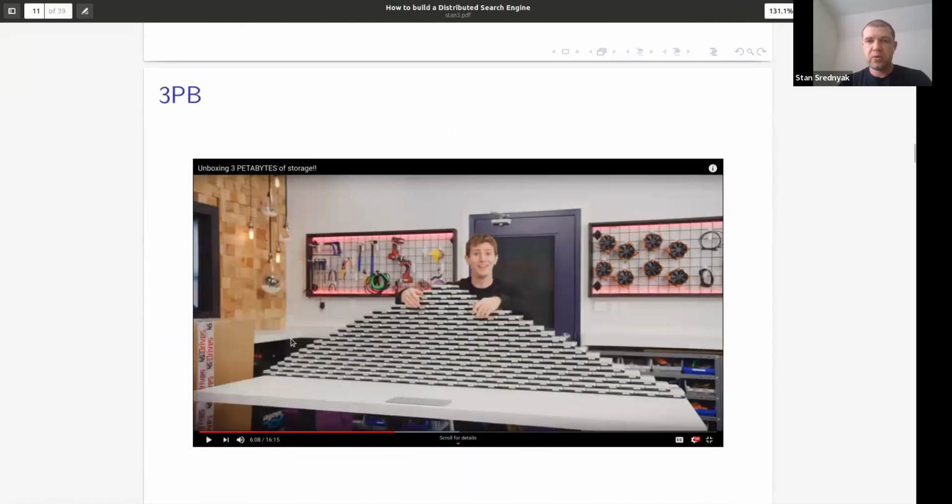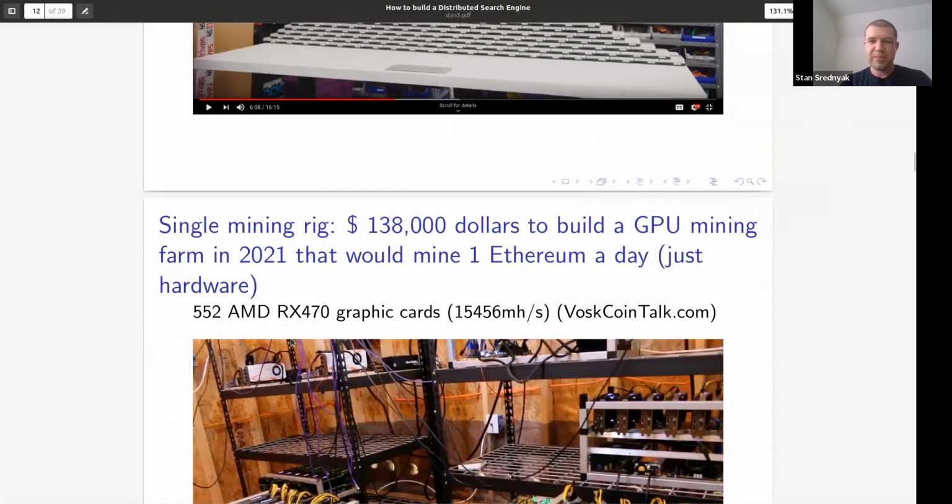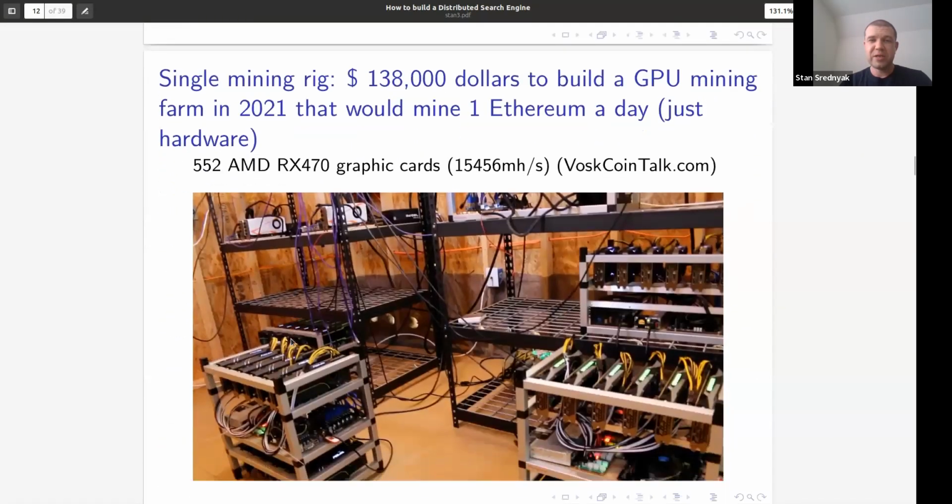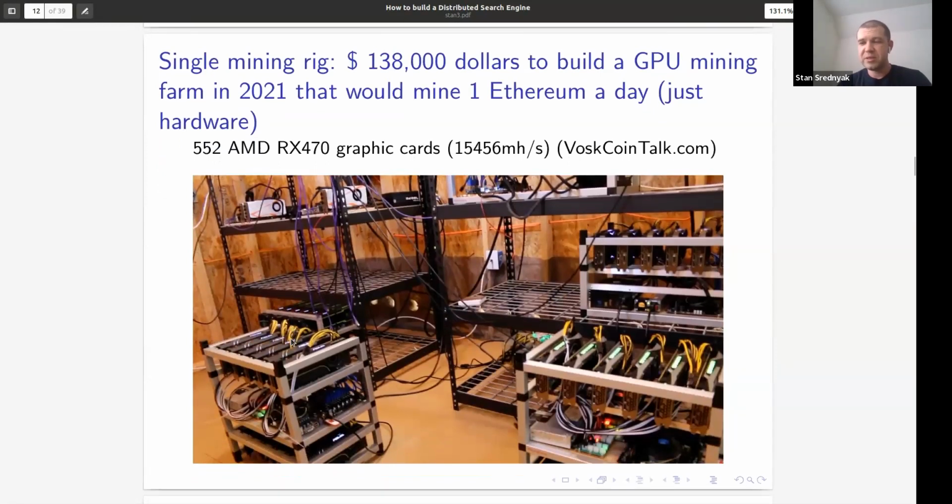But before I go into the algorithmic details, let me briefly show you how the hardware side looks. So here's, for example, how a 3 petabyte solid-state drive looks like. One of the questions that probably comes to your mind is, where are we getting the compute power to do this massive parallel compute job?